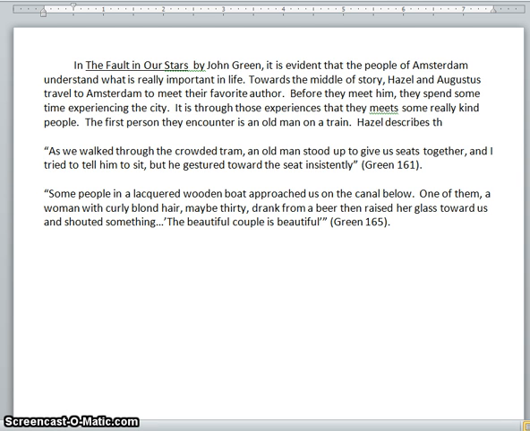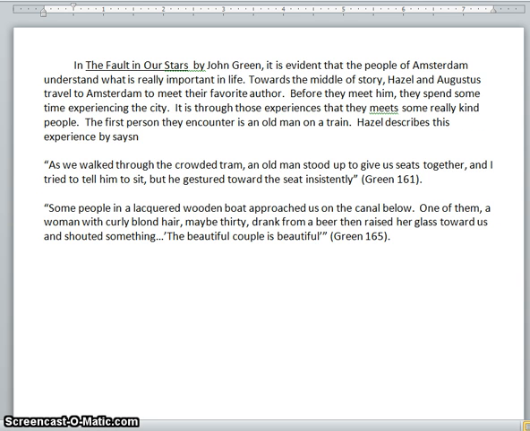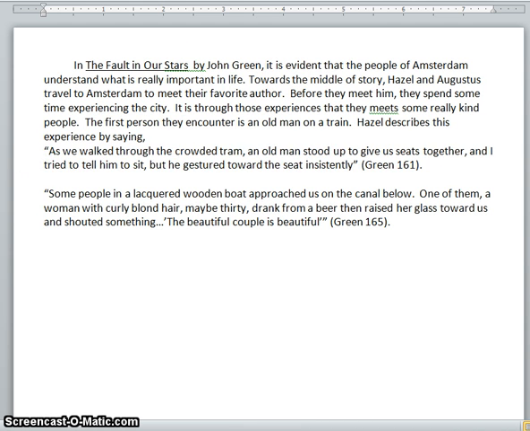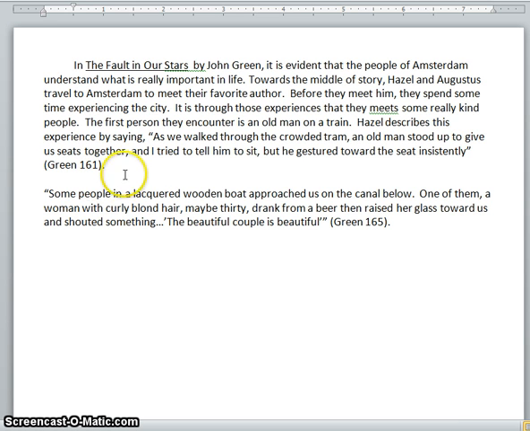Hazel describes this experience by saying, "As we walked through the crowded tram, an old man stood up to give us seats together, and I tried to tell him to sit, but he gestured toward the seat insistently." So now I have my background, I have my text evidence. I need to insert my commentary so that I tell my reader how this piece of evidence proves this claim.